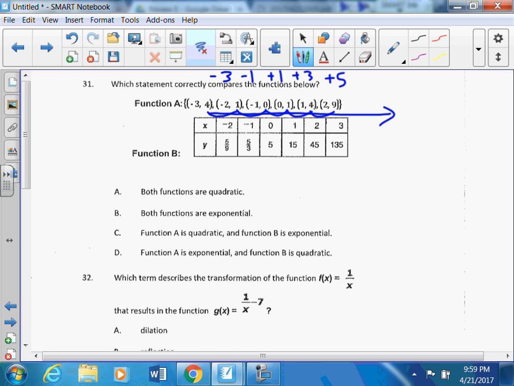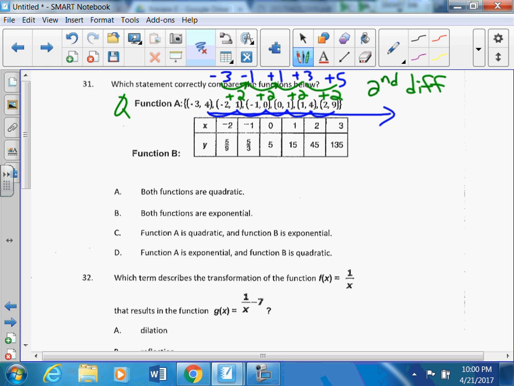So now the first difference that you see is -3, then -1, +1, +3, and +5. That's the first difference. So can we find the second difference now? Go from -3 to -1, that's +2. Go from -1 to +1, that's +2, then a +2, and then a +2. So the second difference is the same. And if the second difference is the same, that means function A is quadratic.